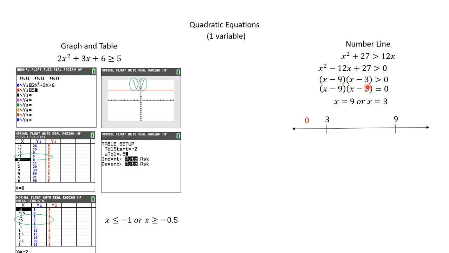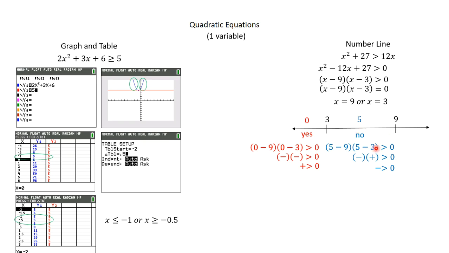So we'd have negative 9 times negative 3, which is going to be a positive number, so that's bigger than 0. Negative times a negative is a positive, which is bigger than 0. True. And then plug in a number in between, like 5. Plug it into our factors. 5 minus 9 is negative. 5 minus 3 is positive. A negative times a positive is a negative. And is a negative number bigger than 0? No, it is not. So it doesn't work in between 3 and 9.